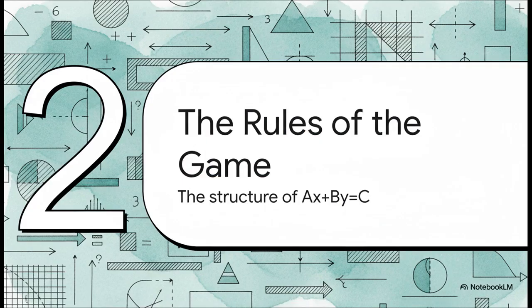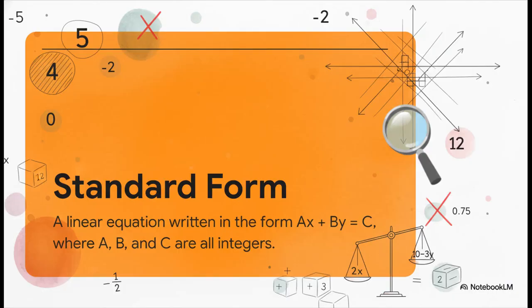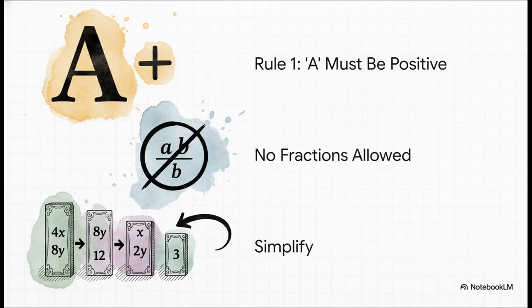Okay, now let's get into the nitty-gritty. Standard form has a very specific structure, and yeah, there are a few rules you have to follow, but once you know them, they're actually pretty simple. So here's the official definition. It's written as ax plus by equals c. Now, the most important part to lock in your brain is that a, b, and c all have to be integers. That means whole numbers, positive or negative. Absolutely no fractions, no decimals. That's a deal breaker.